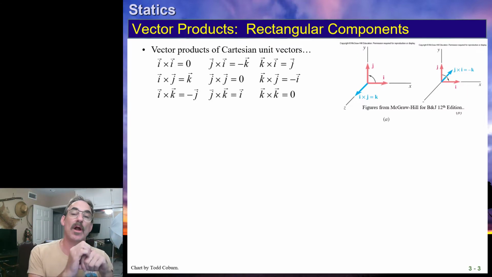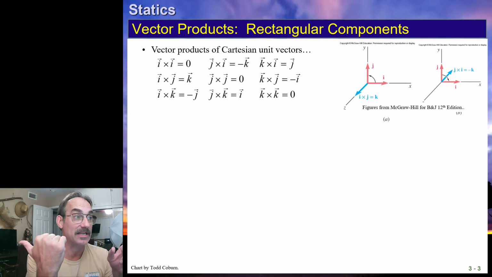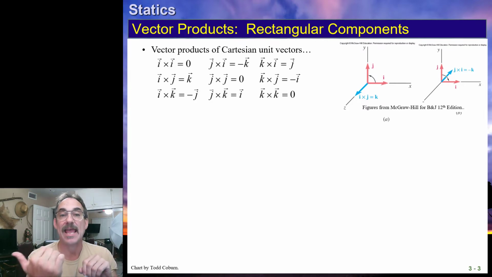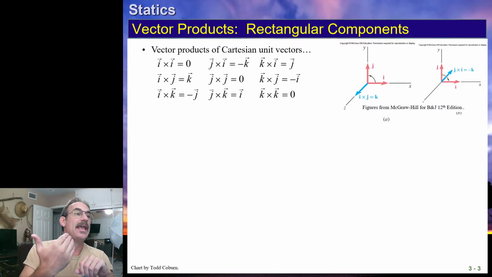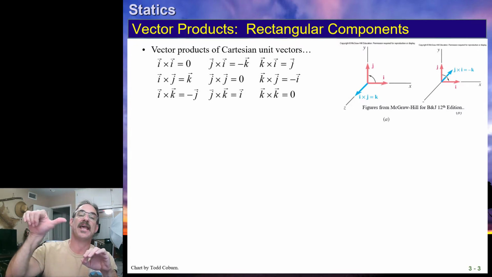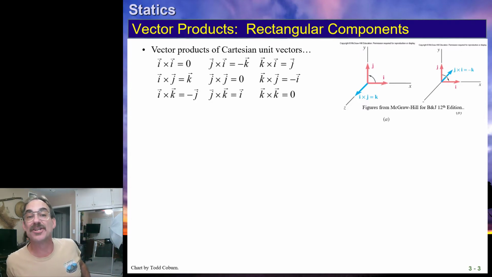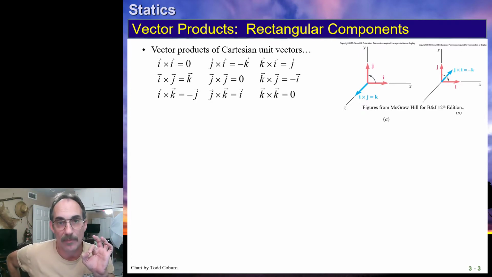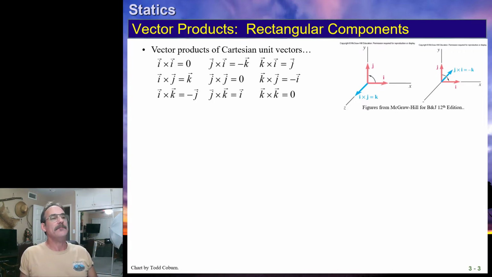We already said J crossed with J is 0, so J crossed with K. We're going to go in the J direction, cross it with K. We find out that gives us a positive I. K cross with I gives us a positive J, and K cross with J gives us a negative I. See how that works? It's pretty simple. You actually can do all vector product operations by following the rules from the last slide and following this process here. Okay? All right.